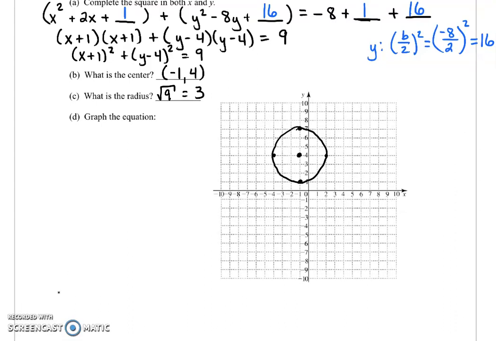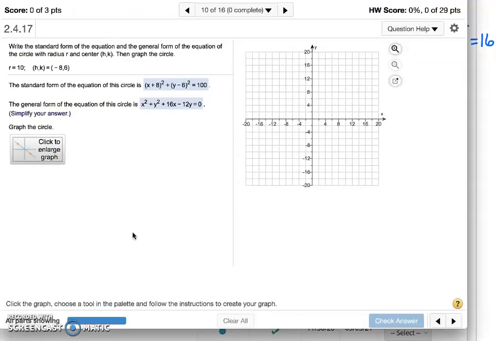Now, just briefly, I want to show you how to graph circles in MyLabs. So we'll do that and then we'll move on. Okay, so I've pulled up a problem that wants us to graph a circle, and they gave us the radius and the center, and they said write the standard form, so I've already done that. And then they said write the general form, so I multiplied everything out and came up with that. Now I'm ready to graph.